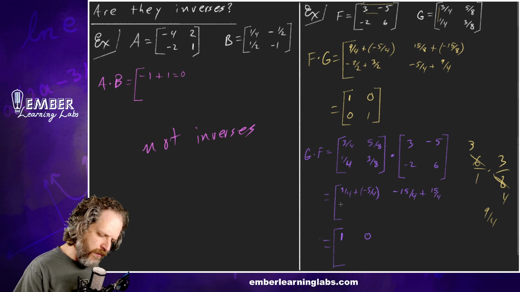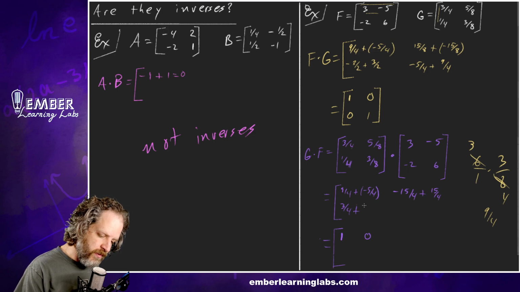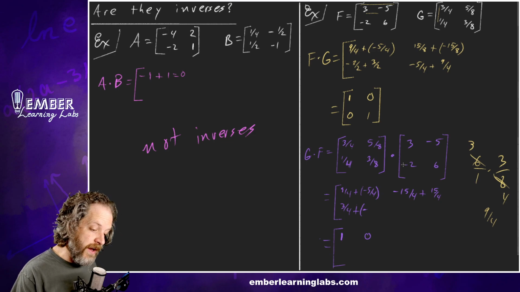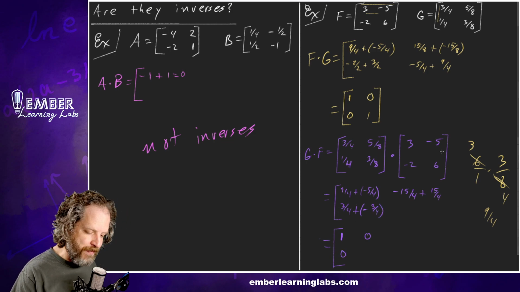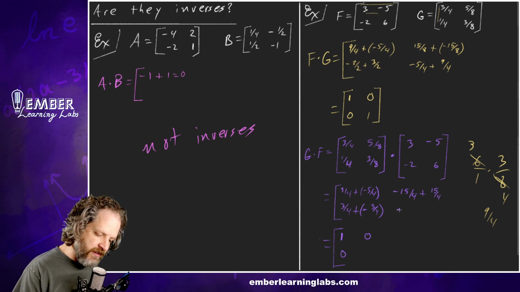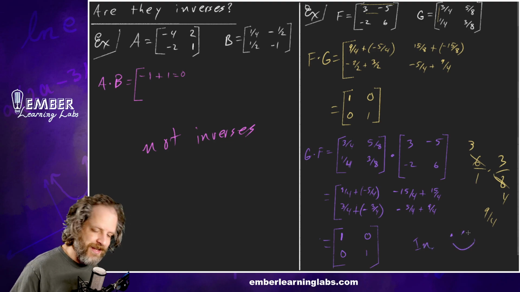Let's do this next one. 1/4 times 3 is 3/4. 3/8 times -2 is negative, so plus negative 3/4, which turns into 0. Great. Happy days. And then 1/4 times -5 is -5/4. 3/8 times 6 is 9/4. So plus 9/4, which is 1. So these, in fact, are inverses. Let's just do a smiley face. Sound good? They are inverses.